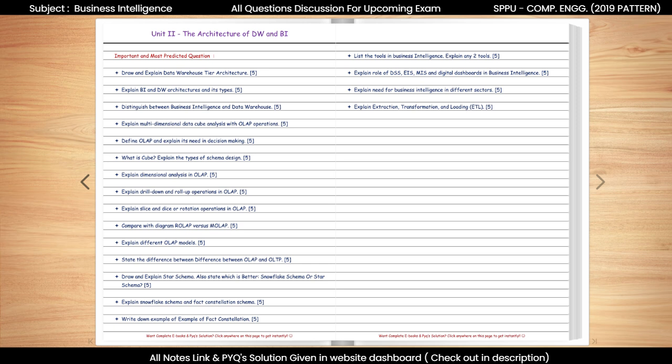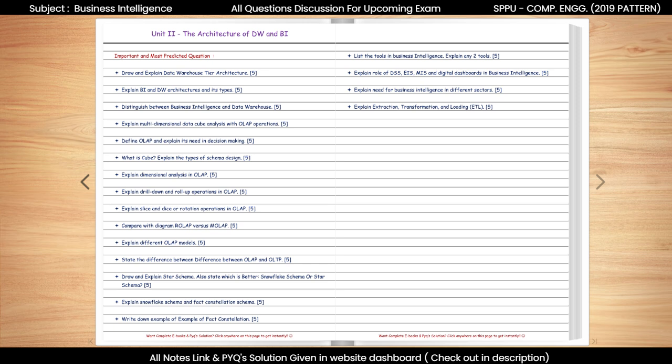Now, let us move on to our next important topic, drill down and roll up. From this topic, we can expect questions such as, explain drill down and roll up operations in OLAP. Drill down moves from summarized data to detailed data, while roll up aggregates detailed data into summary form. These operations allow flexible data exploration.